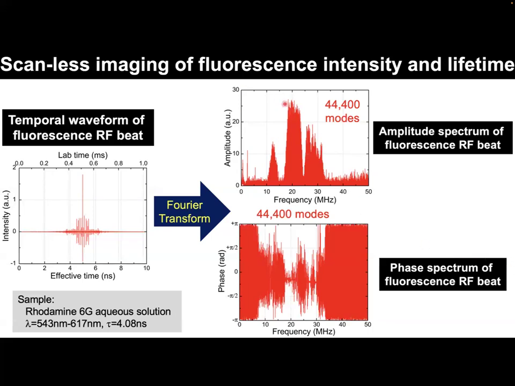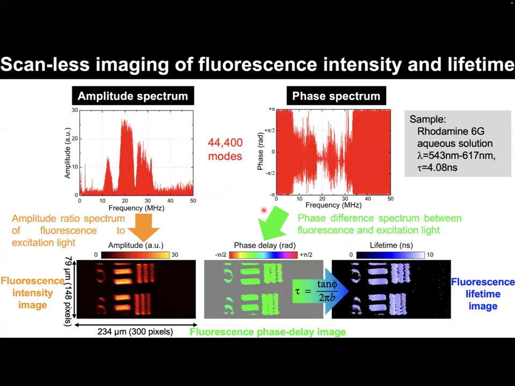So this is a frequency multiplexed signal, including 44,400 modes. This number corresponds to the total number of image pixels in the constructed image. The spectral modulation of the spectral envelope reflects the image information of fluorescence intensity and lifetime. We also measure a similar signal for the excitation rate as the reference. Then we calculate the amplitude ratio spectrum of fluorescence to the excitation rate.